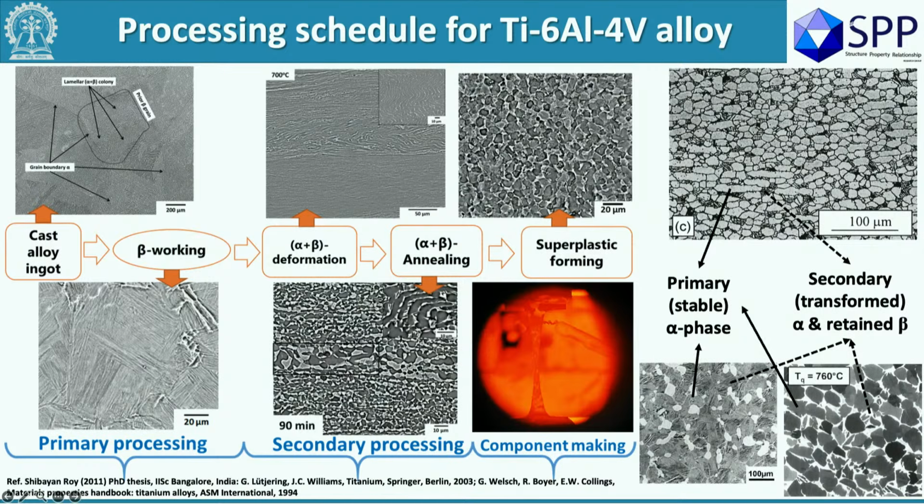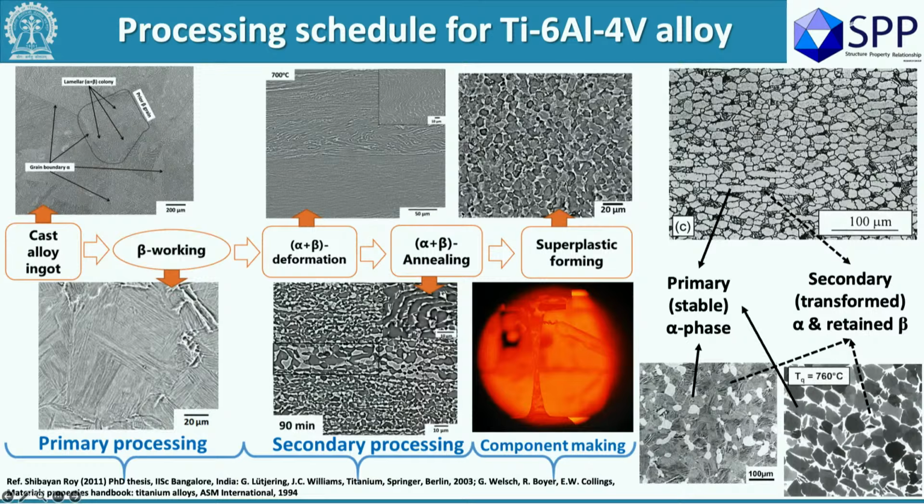Then what you do is secondary processing, alpha beta deformation. You are in the alpha beta range, at lower temperature. You break down this lamellar microstructure and make it equiaxed. Fine. So these are more or less the secondary processing schedule. Largely, there are many intermediate steps and all.